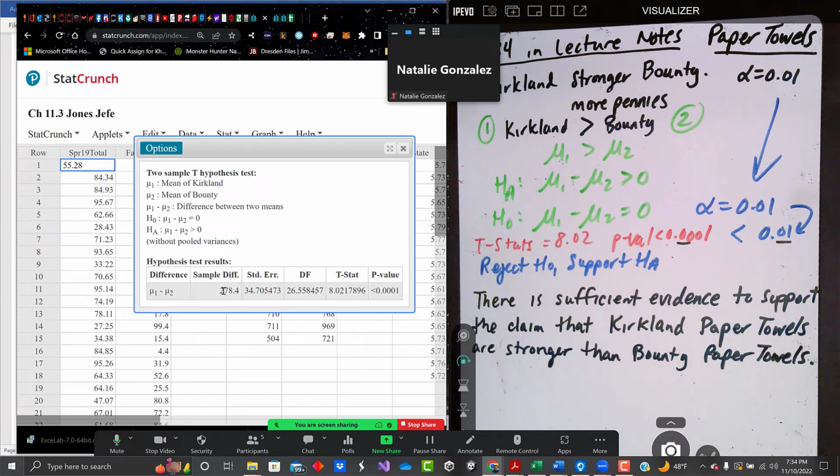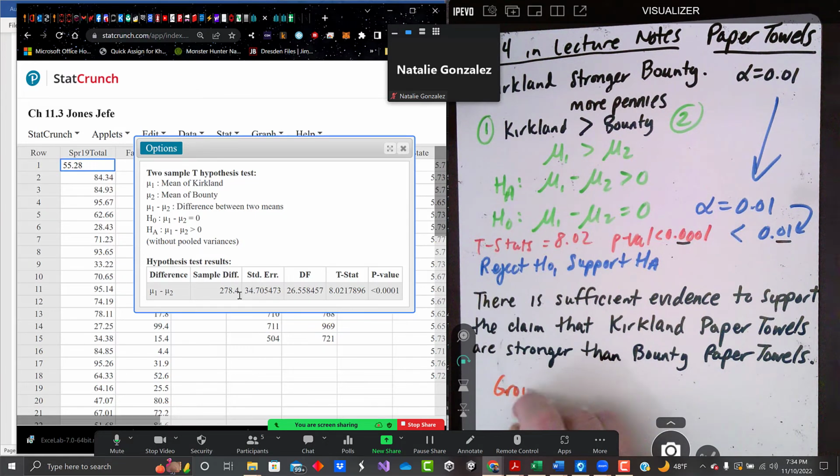Look at that sample difference, 278. That sample difference tells us how much larger mean 1 is over mean 2. Group 1's average was 278 pennies more.